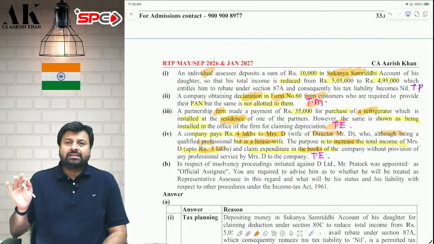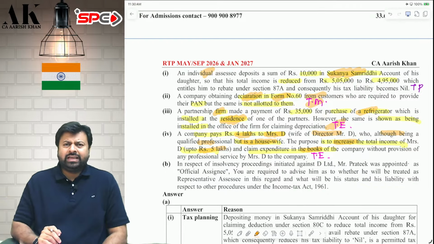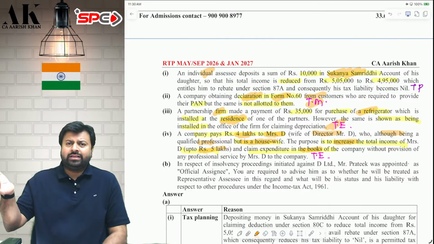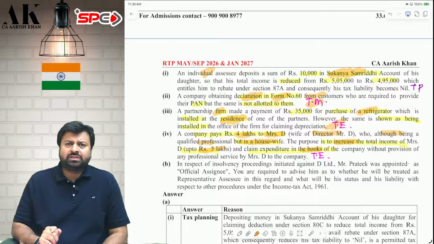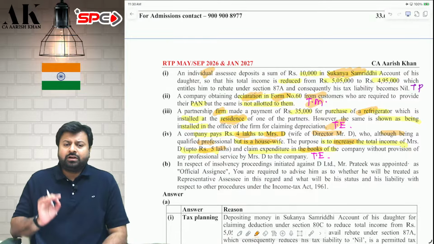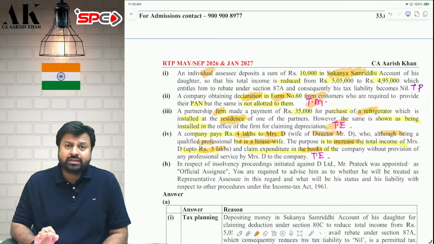You are unnecessarily giving money to the wife of director so that the expense of the company increases and the company can claim tax benefit. And wife is anyways not doing anything, therefore her income will be exempt up to 5 lakh rupees as a rebate. Therefore, it is a clear case of tax evasion. I hope it is clear to all of you.